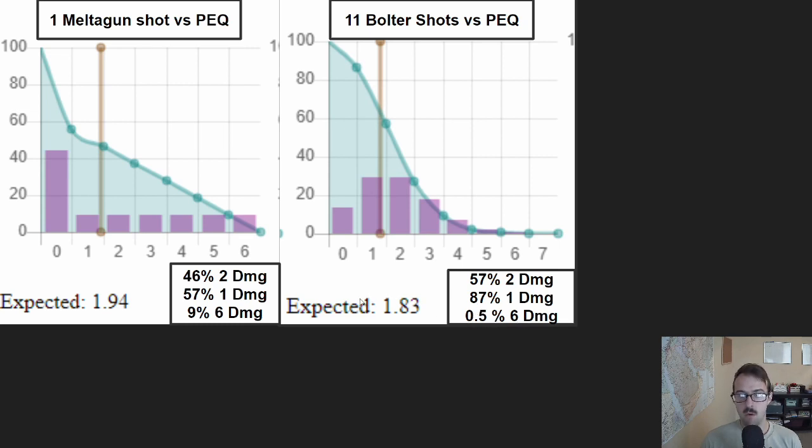Even when your expected damage is relatively lower than the Meltagun, you're still much more likely to do lower amounts of damage. The trade-off, however, is that the chance at getting an extremely high amount of damage, like 6 damage here, is also vastly less likely. You have a much higher chance of doing lower damage and a much lower chance of doing higher damage. It kind of flattens the curve, so even around expected damage, the shots with more dice are going to be more reliable in killing that Marine.